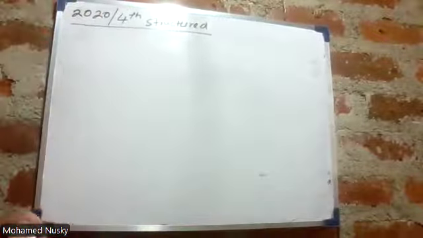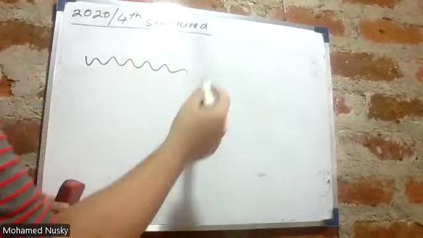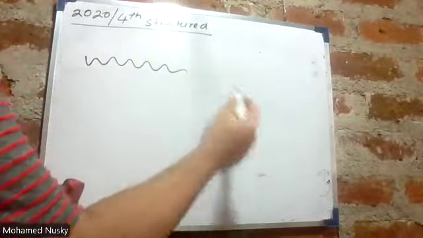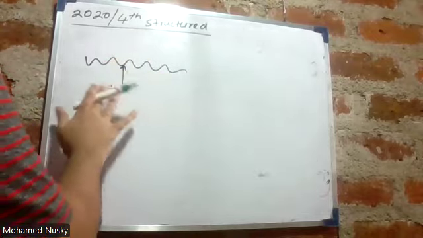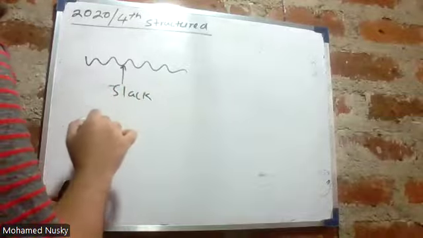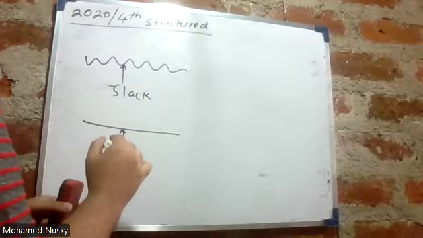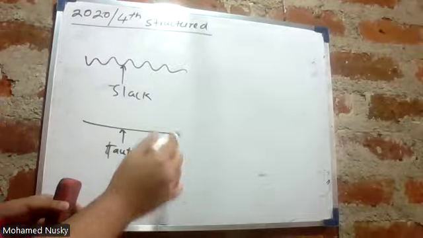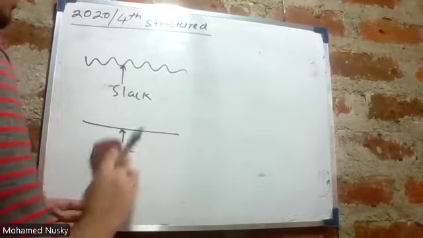So in the question they have said, if the strings are shown in this wavy pattern, then the string is a slack string. If the string is shown like a straight line, then this is a taut string. That is what is said in the paragraph given.